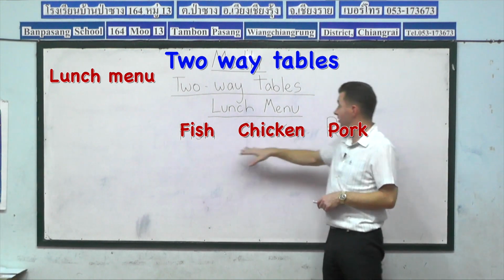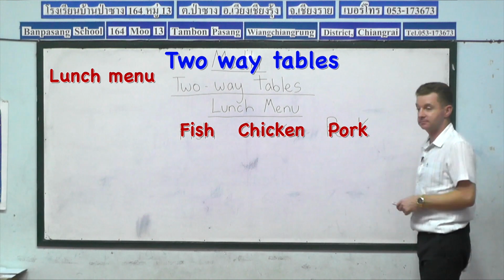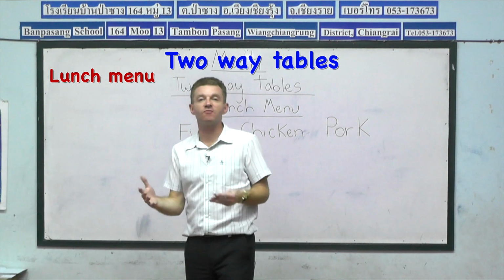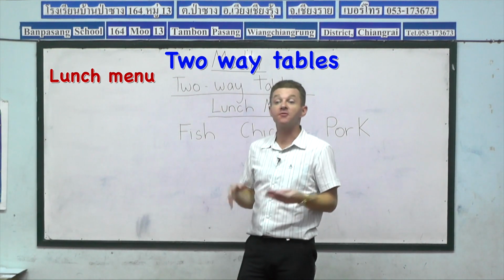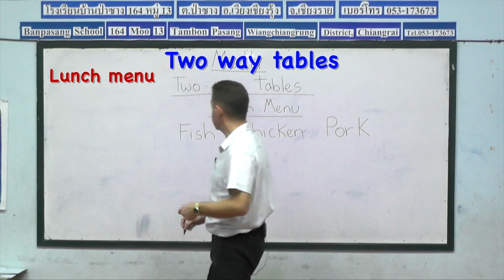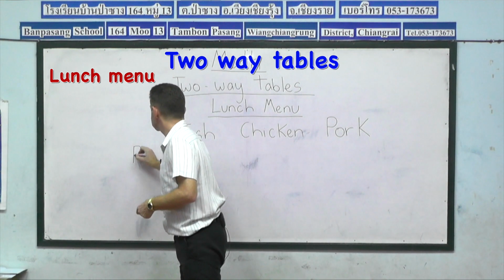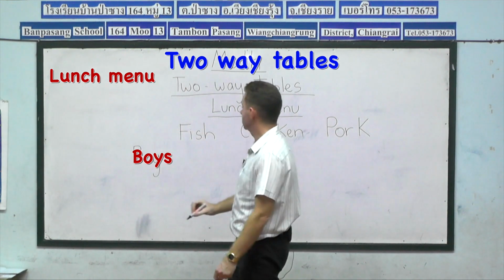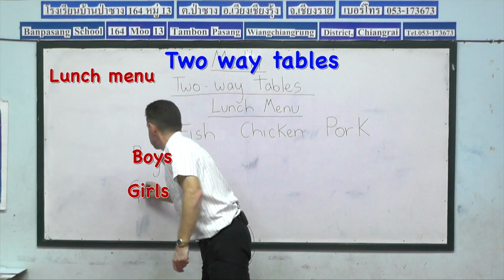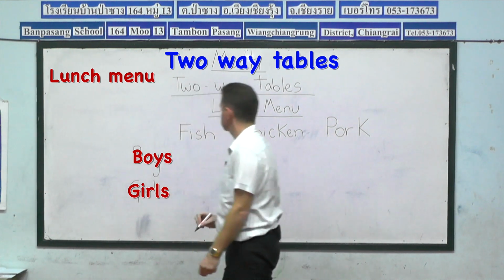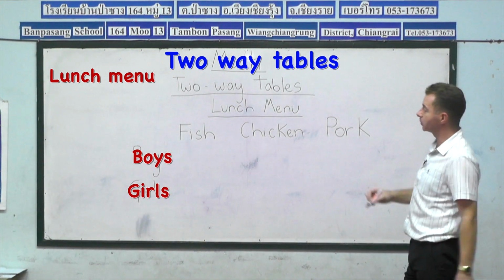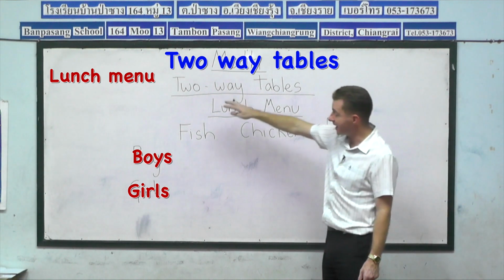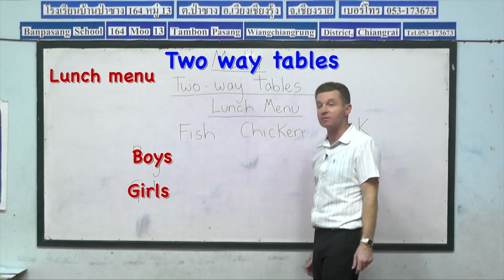Okay, so we've got 3 different choices for our lunch menu. Fish, chicken, and pork. But what we need now is we need our second set of categories. So let's divide our students at school into boys and girls. So the next category, boys, B-O-Y-S, and girls, G-I-R-L-S. So you see now how we've got a table going both ways. We've got the food going horizontally, and then we've got the categories of the people, boys and girls, going vertically.